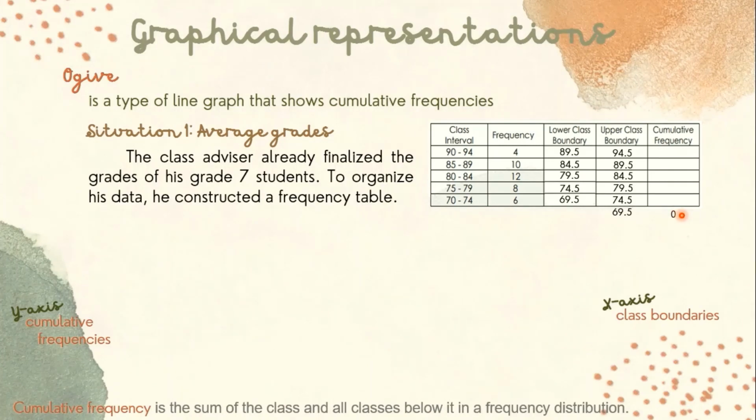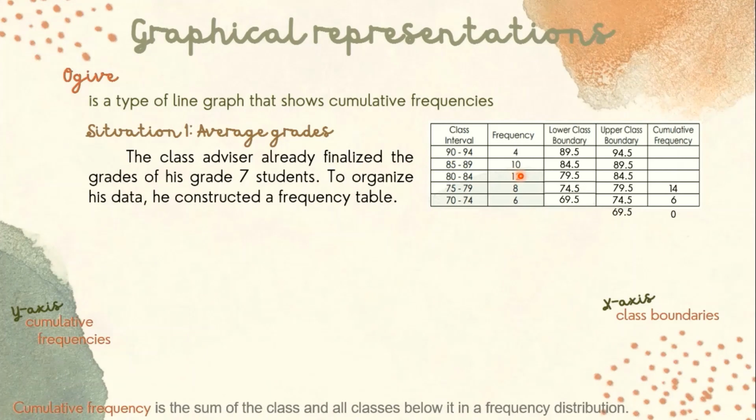Next, from 0, since a cumulative frequency is the sum of all classes, we need to add them up until 90 to 94. So from 0, add 6. 0 plus 6 is equal to 6. Lagay natin yung result dito. Next, 6 added to 8. The result is 14. Lagay ang result dito on top of 6.